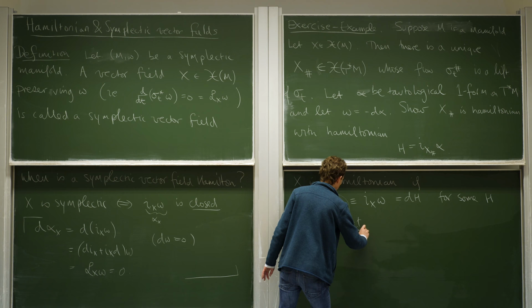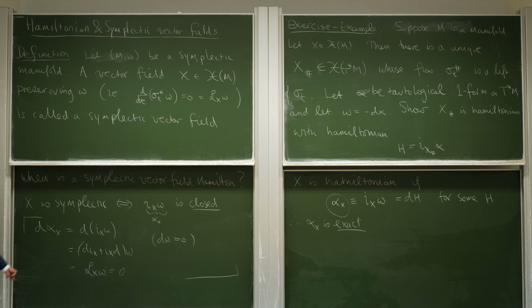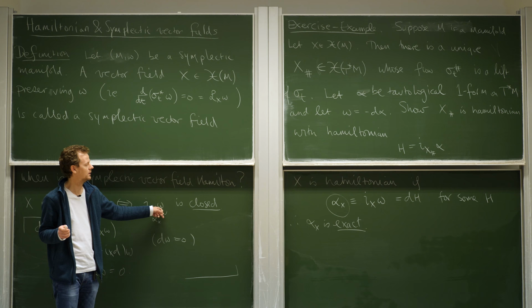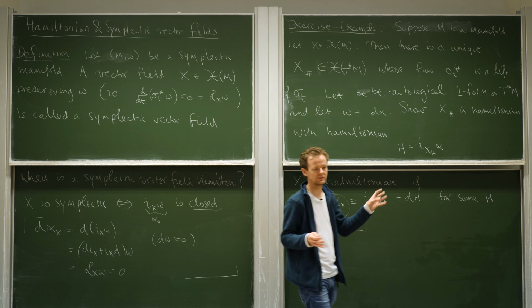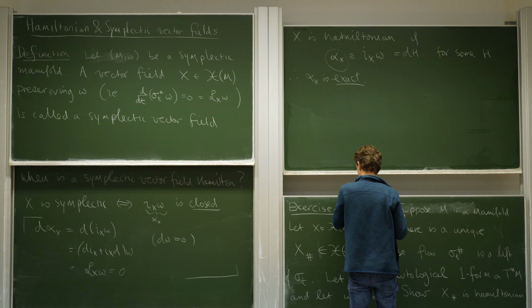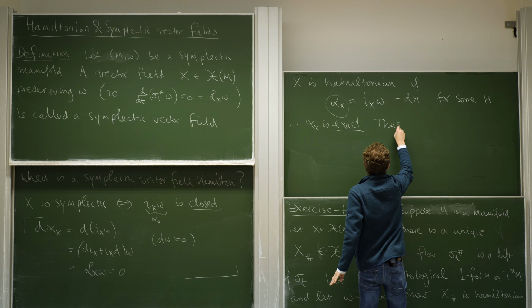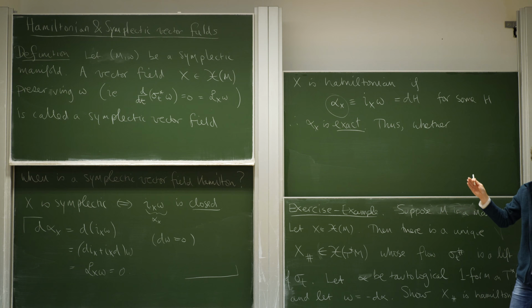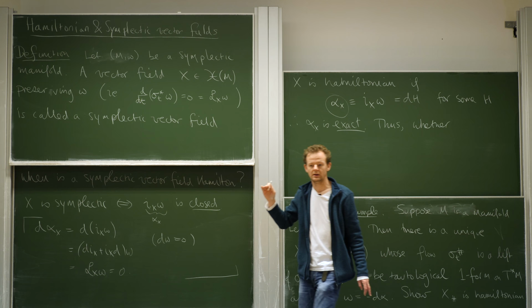An exact one form is the one that comes from a Hamiltonian vector field, and the one form alpha X that comes from a symplectic vector field is closed. But the space of closed one forms and the space of exact one forms aren't necessarily equal spaces. So the question turned out to be rather interesting indeed: whether a symplectic vector field is Hamiltonian or not appears to depend on global structure.